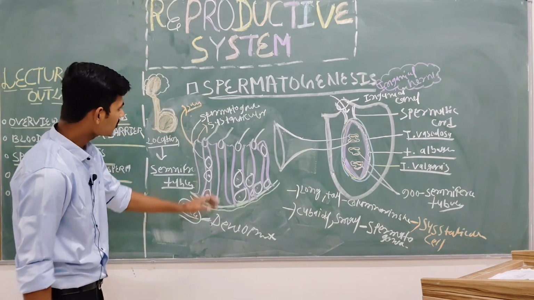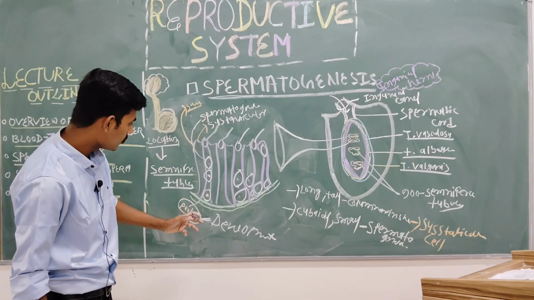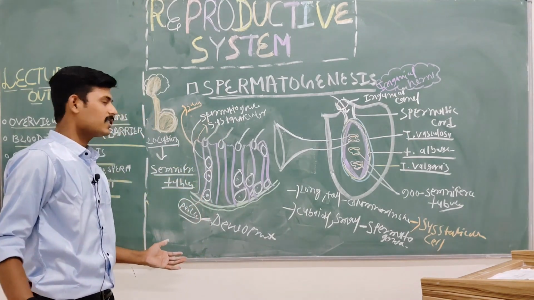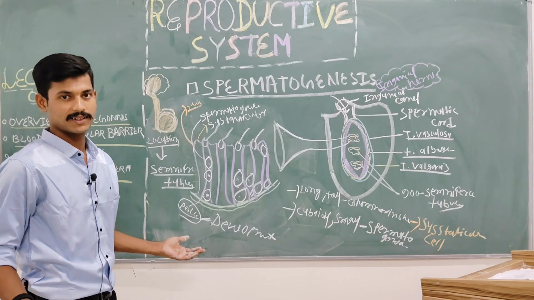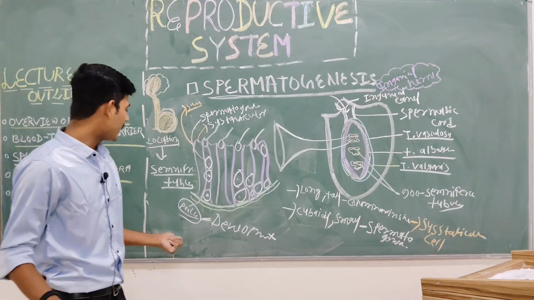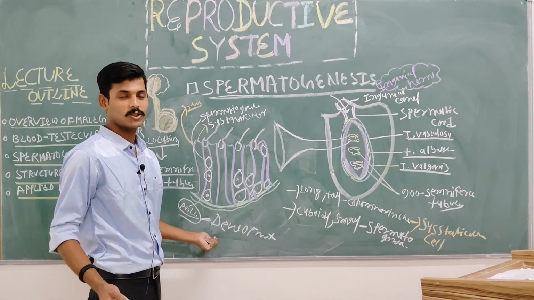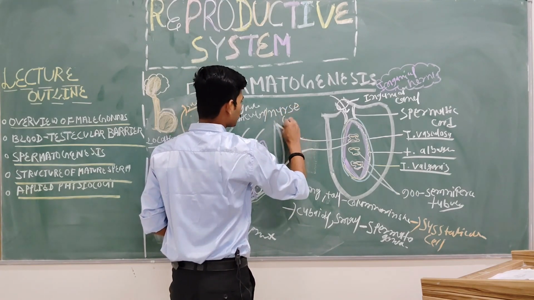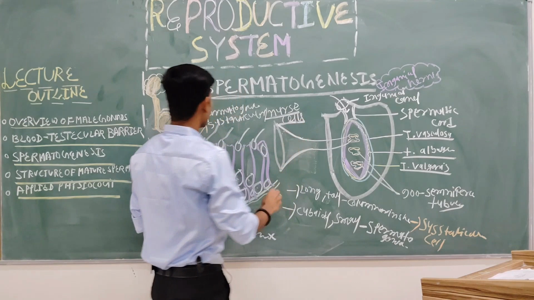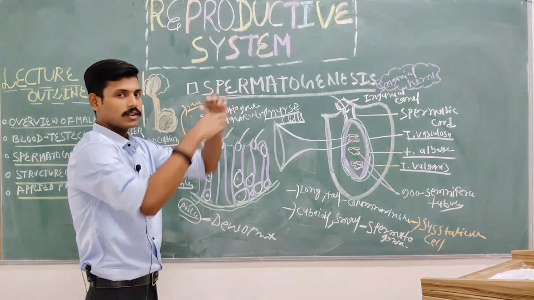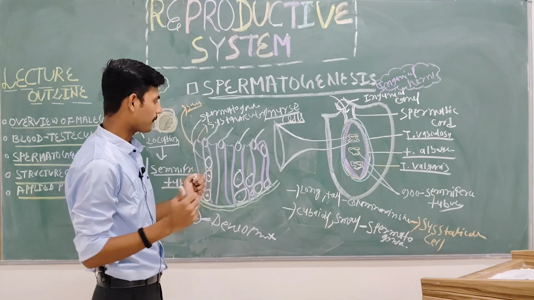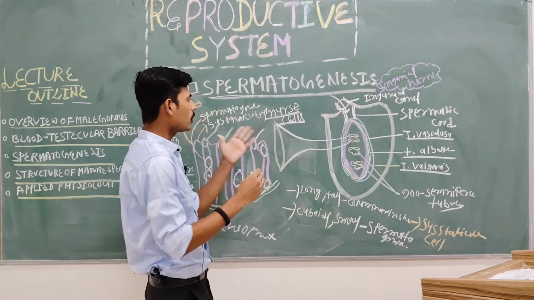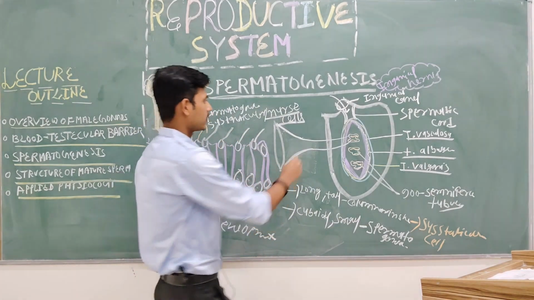Now, this sustentacular cell, as you are seeing, is helping the spermatogonia to develop. It means it is providing the care, and in the healthcare system, providing care is a function of the nurse. So it is also called the nurse cell. It is also called the nerve cell, meaning nerve cells are nourishing the spermatogonia. Understood? No problem.